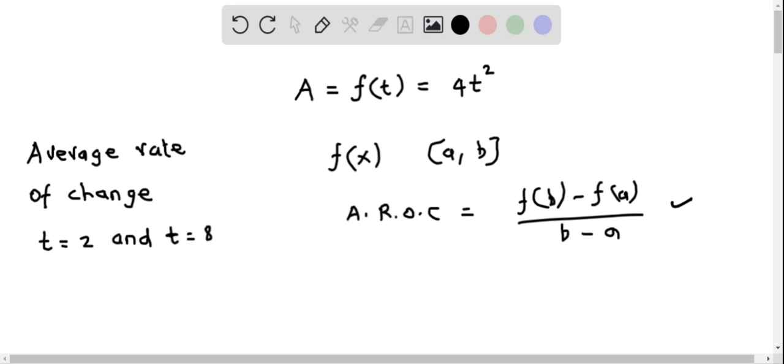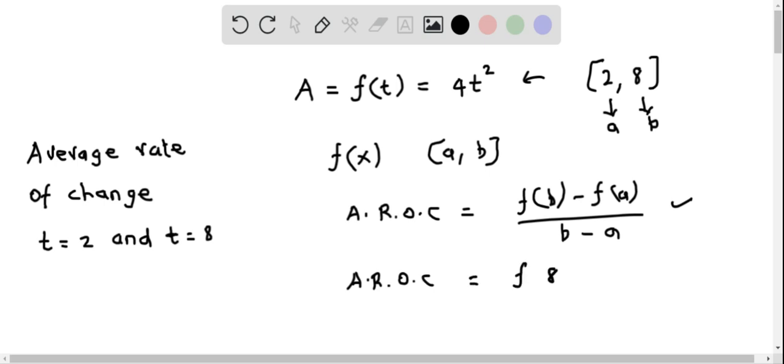over b minus a. So this is the formula we are going to use to find the average rate of change. So for the function f of t equals 4t squared, we have to determine the average rate of change from t equals 2 to 8, which means we replace the value of a as 2 and b here is 8. So first we write down this A.R.O.C., which stands for average rate of change in the number of acres cleared for farming, and this equals f of b, which is f of 8, minus f of a, which is f of 2, divided by b minus a, that is 8 minus 2.